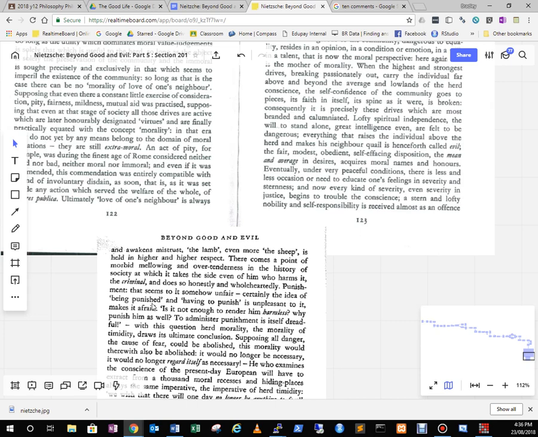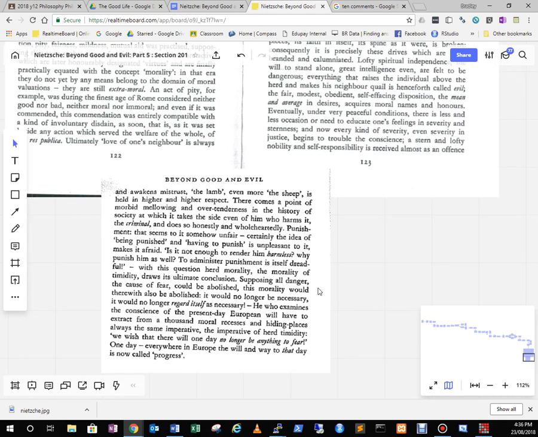Certainly the idea of being punished and having to punish is unpleasant to it, makes it afraid. It is not enough to render him harmless. Why punish him as well? To administer punishment is itself dreadful. With this question, herd morality, the morality of timidity, draws its ultimate conclusion. Supposing all danger, the cause of fear, could be abolished, this morality would therewith also be abolished.